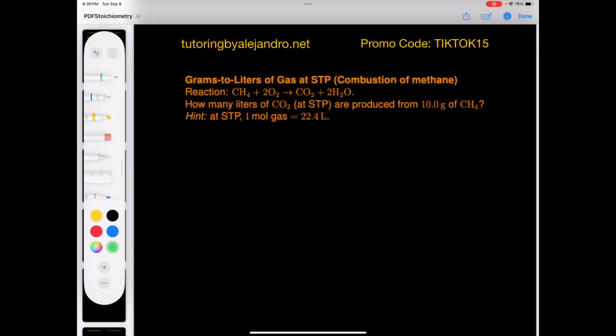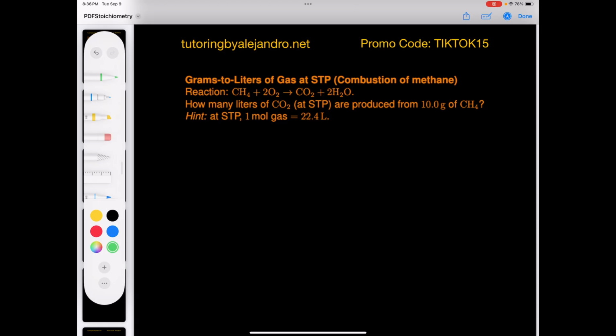Okay, now we have the reaction CH4, methane, plus 2O2 produces CO2, carbon dioxide, plus 2H2O. Okay, and they're asking how many liters of CO2 at standard temperature and pressure, STP, are produced from 10 grams of CH4. They're giving a hint. It's saying at STP, 1 mole of gas is equal to 22.4 liters.